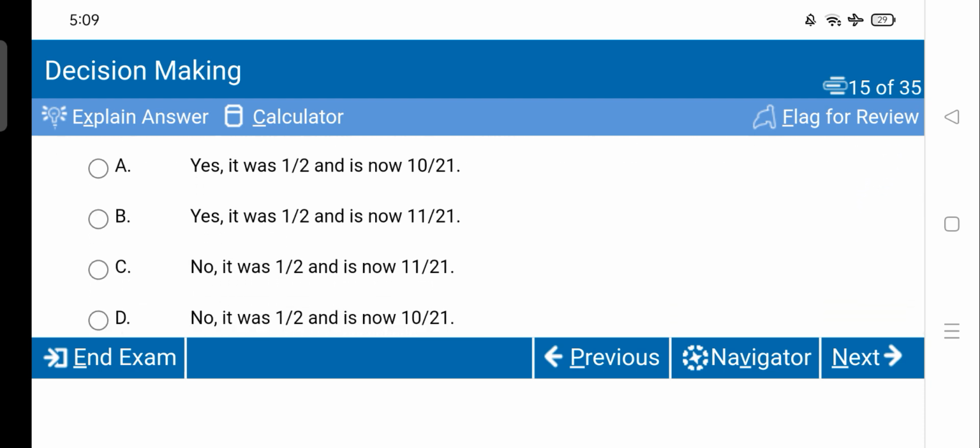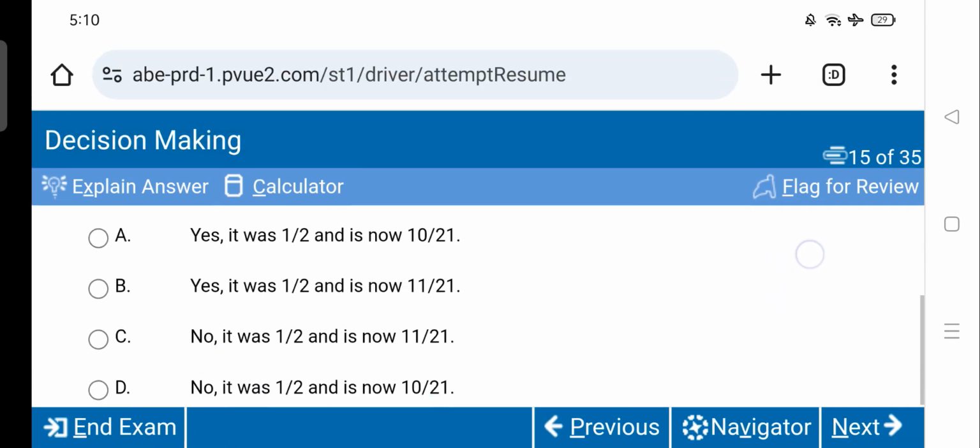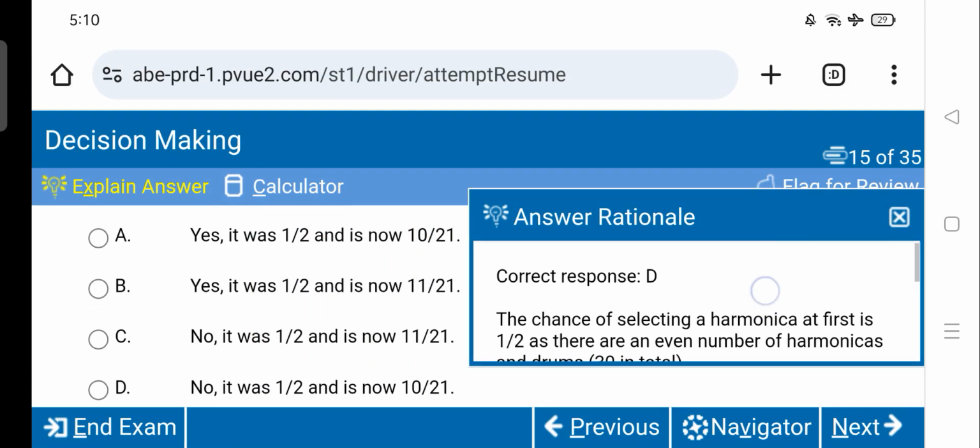Option A, yes, it was half and is now 10 by 21. Option B, yes, it was half and is now 11 by 21. Option C, no, it was half and is now 11 by 21. Option D, no, it was half and is now 10 by 21. So here we have the correct option, option D.